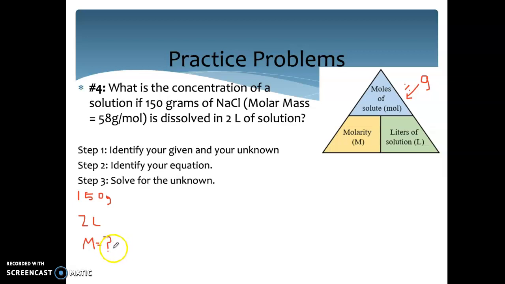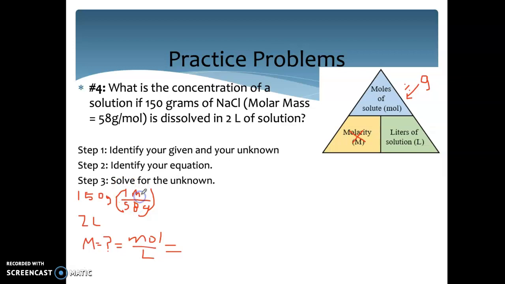So identify my given and my unknown. My unknown is M. So identify my equation. Well, to solve for molarity, I know that I need moles divided by liters. That's what the triangle or the equation tells me the equation for molarity is. Now the question is, how do I get moles? If I have grams, I can get to moles if I divide by molar mass. So just as before, whatever label I start with goes on bottom. Grams is 58 grams here.